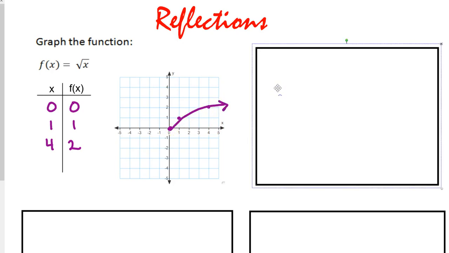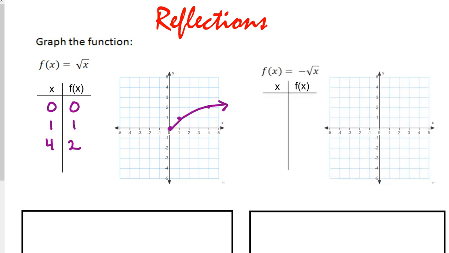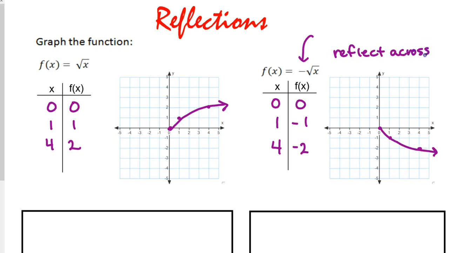Okay, so next what we want to do is multiply the function by -1. So you can see that I have the negative outside of the square root. So take the square root of 0 and then multiply it by -1. You still get 0. Take the square root of 1, then multiply it by -1. You get -1. Take the square root of 4, then multiply it by -1. You get -2. So when we plot those points, we see that our graph has been reflected across the x-axis. So this is what happens when you multiply a function by a negative. Notice that negative is outside the square root sign. So I like to say it's outside the function.